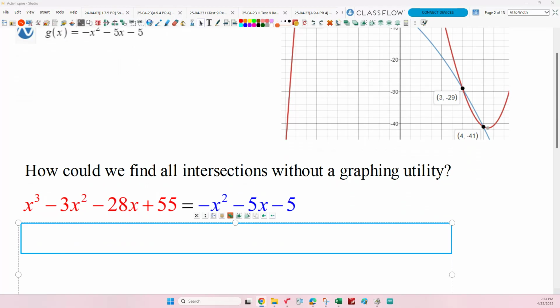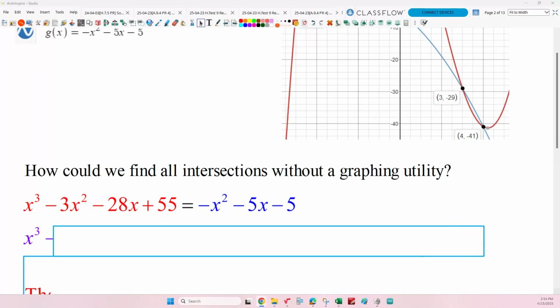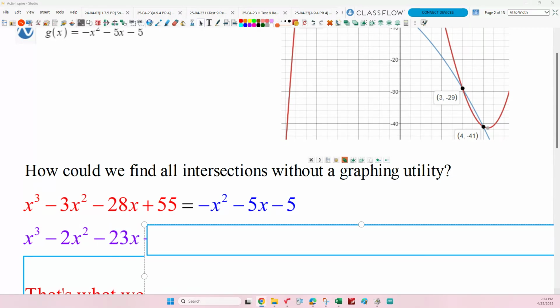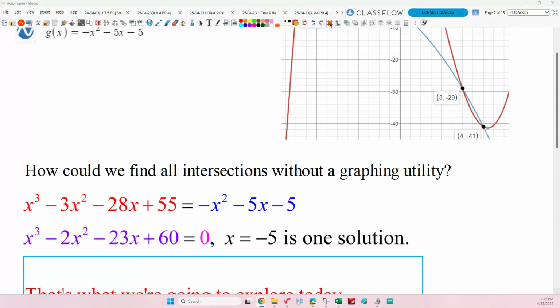When we set them equal to each other, what would we do after that? Yep, move them to one side. So we combine like terms. So we'd get x cubed, if we add x squared to both sides, 2x squared, add 5x, negative 23x squared, and then add 5 plus 60. And if we're given one solution, how do we find the others?